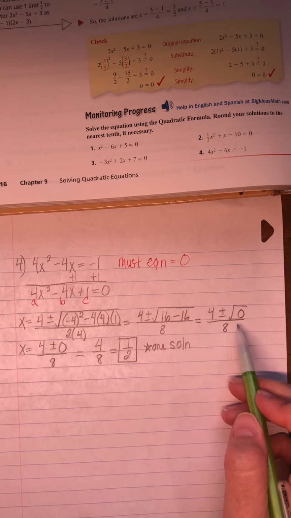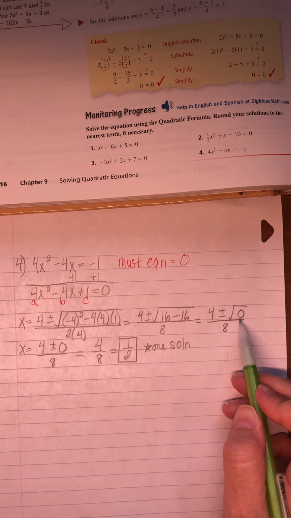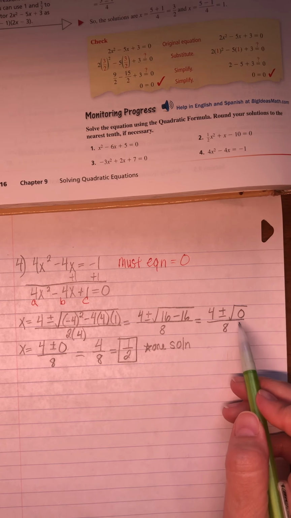The other two examples that we were doing before, the number under here was positive, so there were two solutions. Think about what if the number under here was negative? Remember, you're not allowed to take the square root of a negative number, so if that were the case, we would have had no solution. Okay.